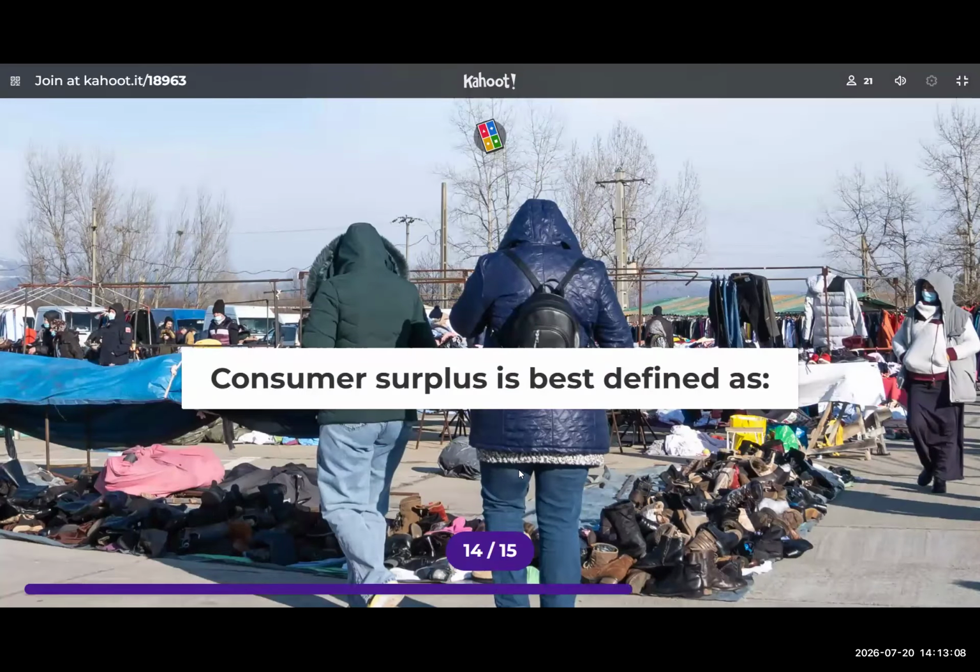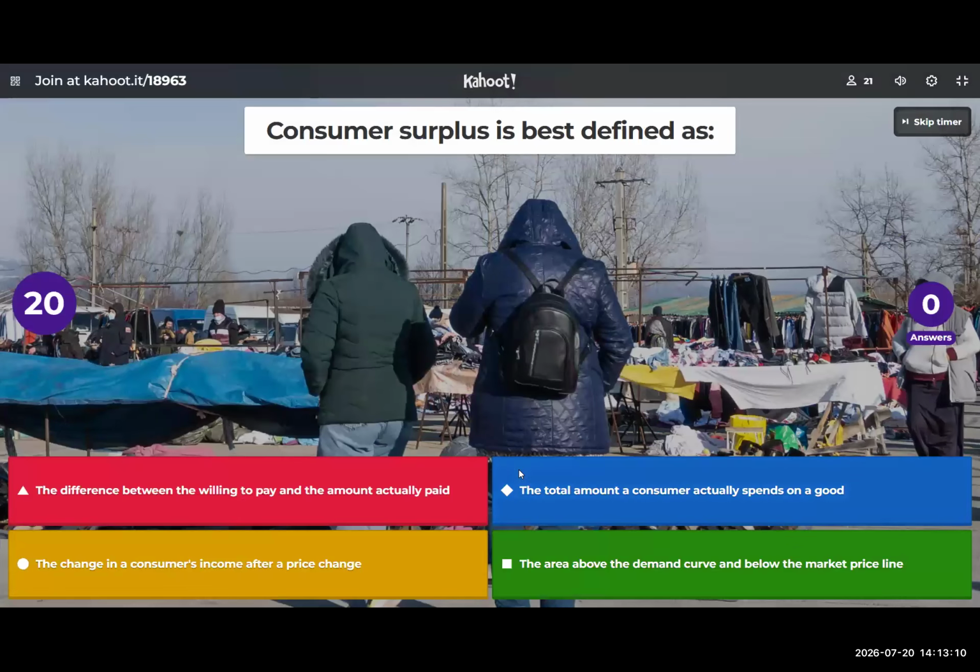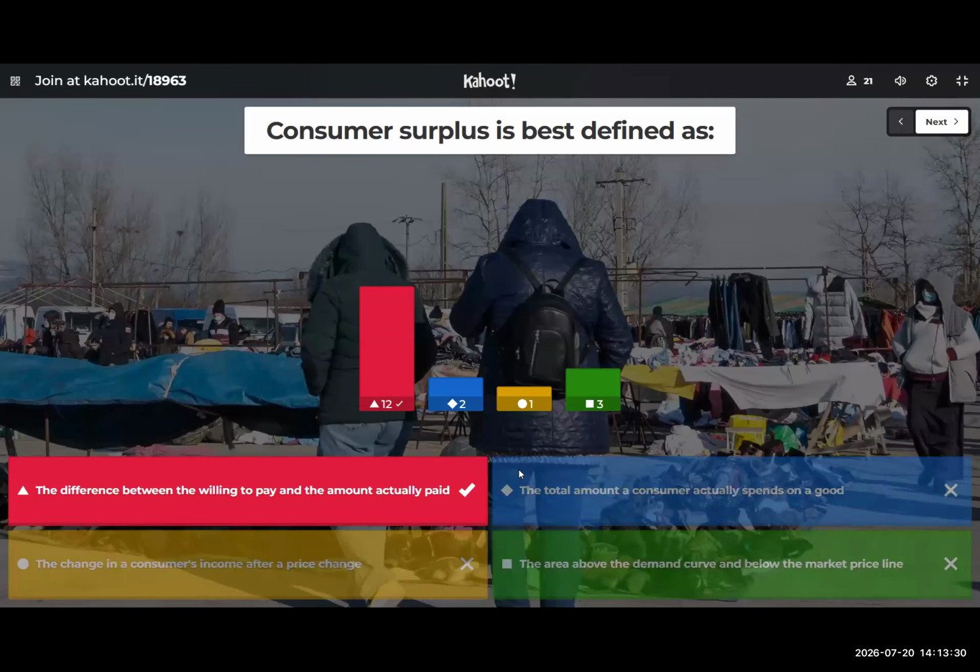Okay, consumer surplus is best defined as the difference between the willingness to pay and the amount actually paid, right? The willingness to pay minus the market price.